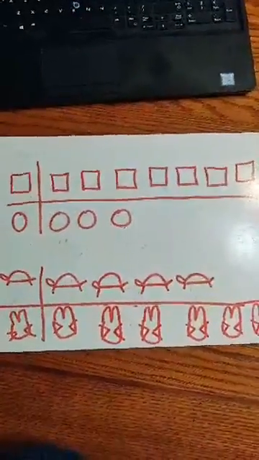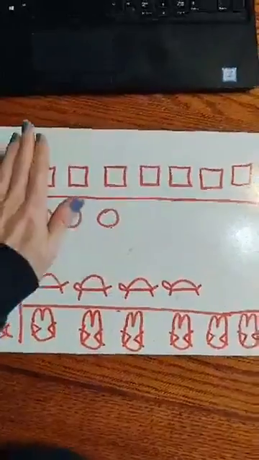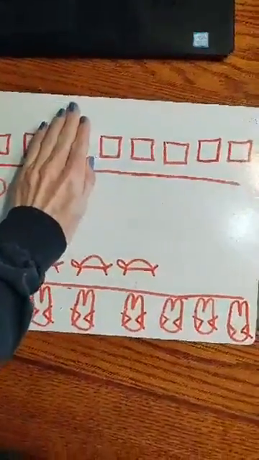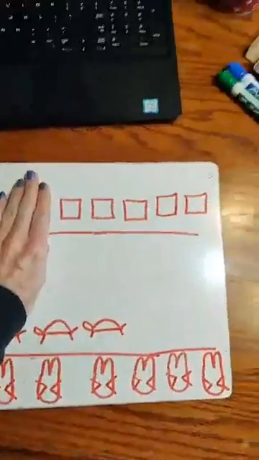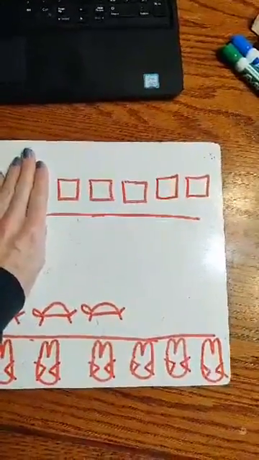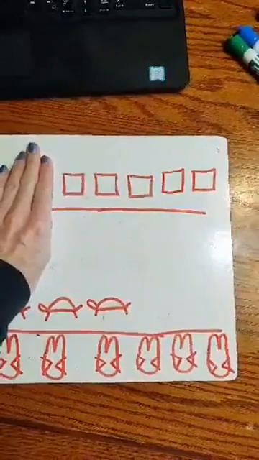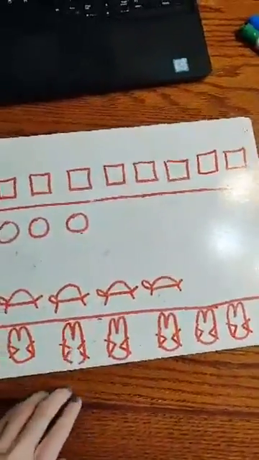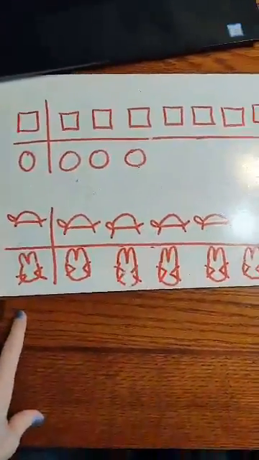All right, so if you want to know how many more squares there are, we can cover up all the way to where they are equal. Okay, and then we can just count what's left. So if we count those, we see that there are 5 more squares than circles. Okay, easy way to do this.